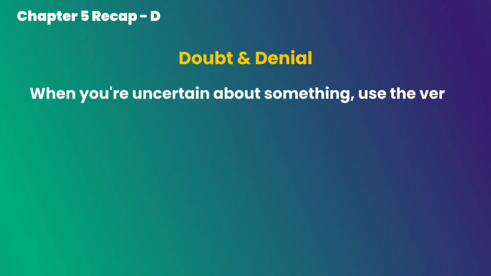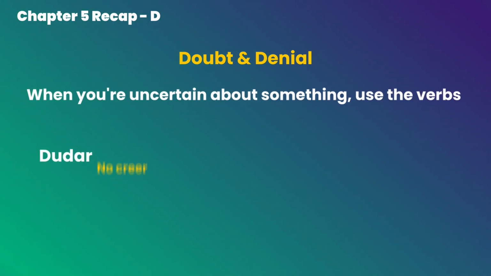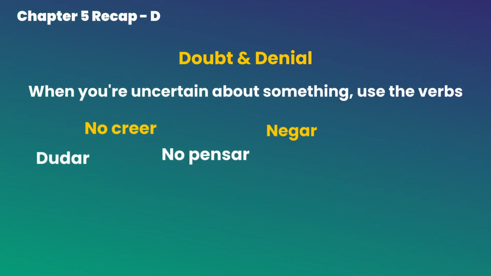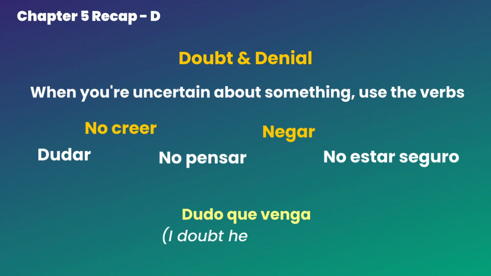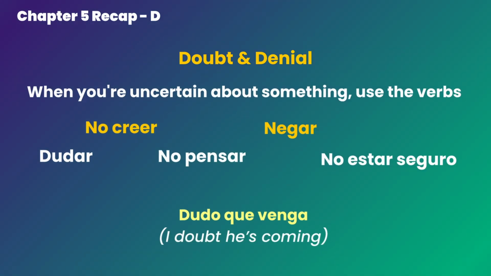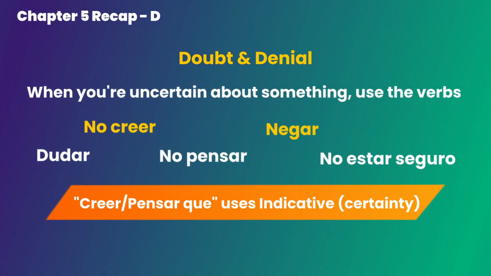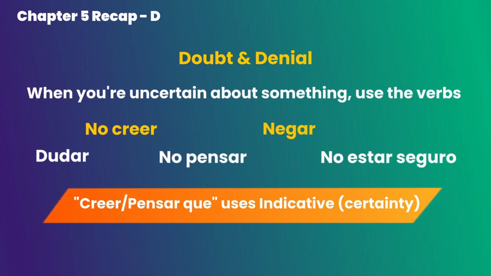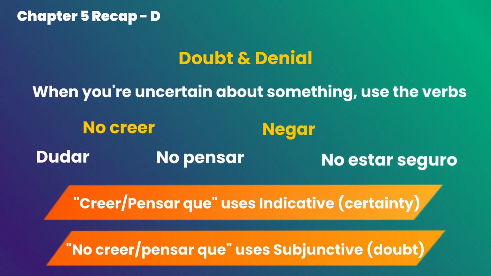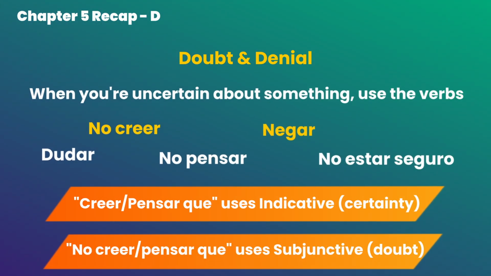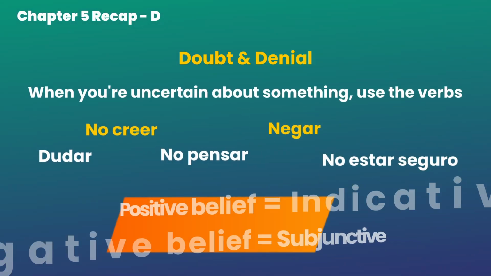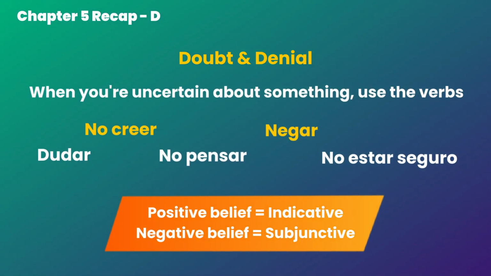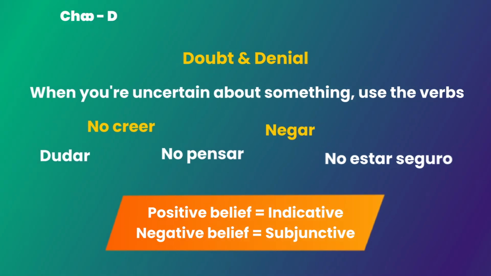Chapter 5. Doubt and denial. When you are uncertain about something, use the verbs dudar, no creer, no pensar, negar, no estar seguro. Dudo que venga. The big trap here is that creer and pensar que use indicative, that is certainty. But no creer and no pensar que use subjunctive because that expresses a doubt. Positive belief means indicative, negative belief means subjunctive.